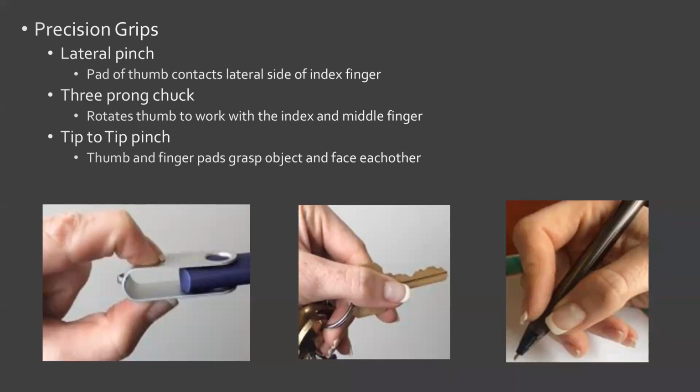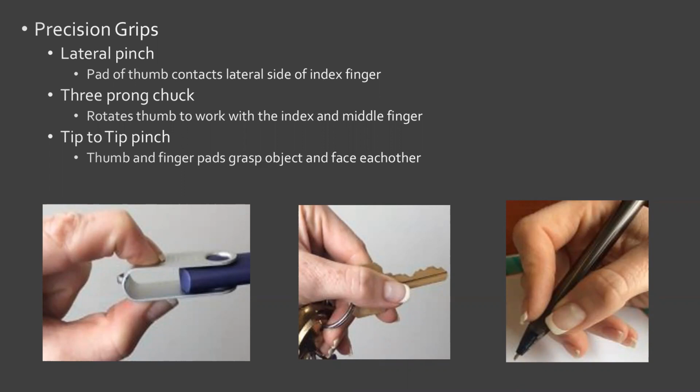T's and P's. Now, with our 2 different types of pinches here, your lateral and your tip to tip, this just matters where you're touching your index finger. So you're using the pad of your thumb for both of these, but if I touch the side of my index finger versus the pad of my index finger, we'll just distinguish which one I'm using.